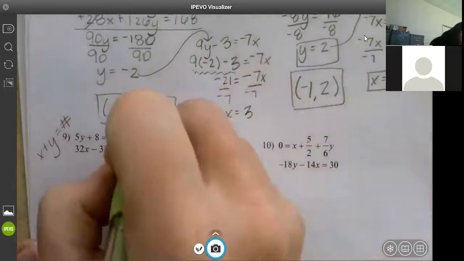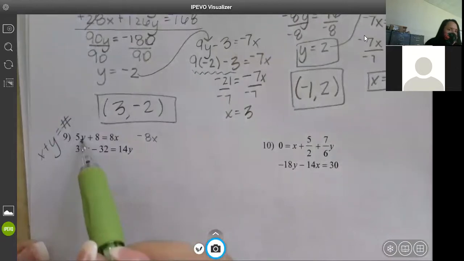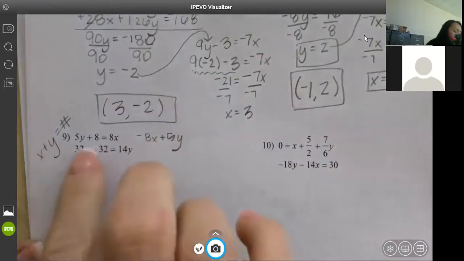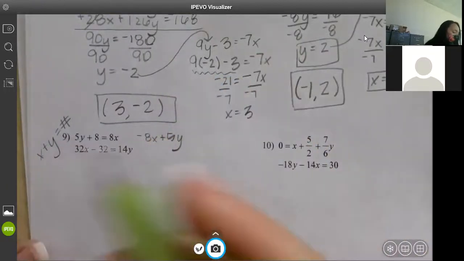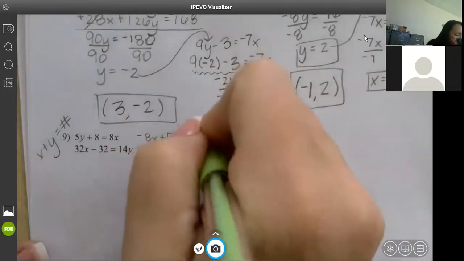So I'm going to subtract 8x. Then ask yourself, is the Y on the same side or is it on the correct side? It is fine. So leave it alone. It's a positive 5y. The number is not on the correct side, so I change its sign and move it to the other side and make it a -8.